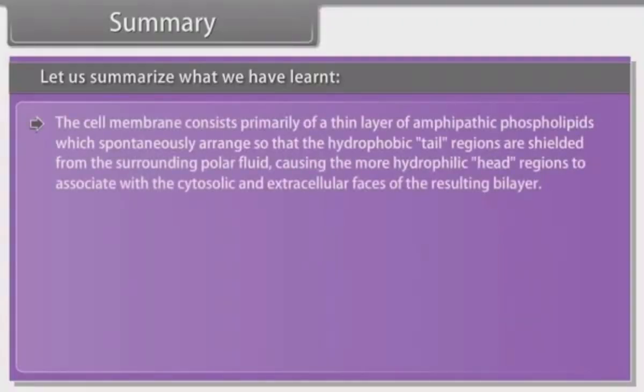The cell membrane consists primarily of a thin layer of amphipathic phospholipids which spontaneously arrange so that the hydrophobic tail regions are shielded from the surrounding polar fluid, causing the more hydrophilic head regions to associate with the cytosolic and extracellular phases of the resulting bilayer.